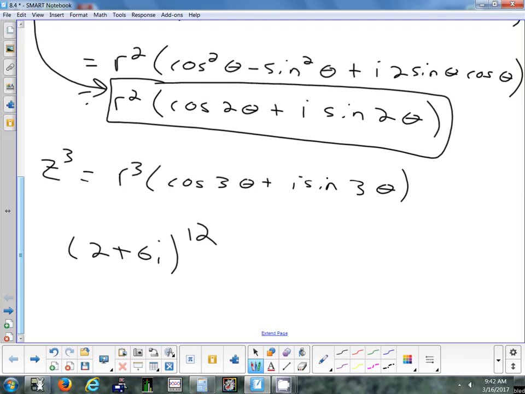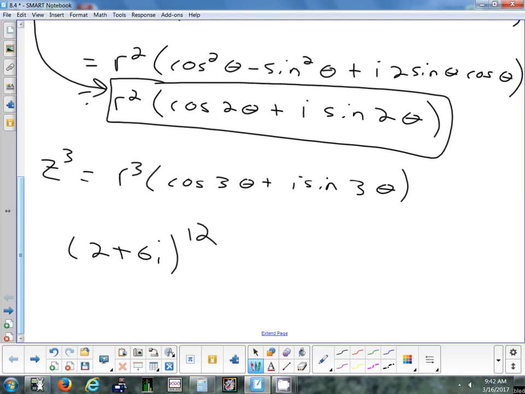to the 12th power. Because now you would have to write 2 plus 6i 12 times, 12 sets of parentheses, and you'd have to FOIL each one at a time, and then combine all your like terms. If you want me to write this in trig form and then raise it to the 12th power, it's going to be a lot easier. Just raise the radius to the 12th, multiply the angle by 12.